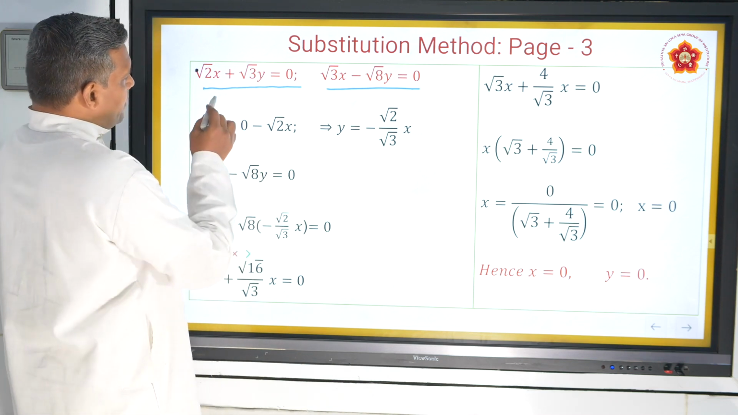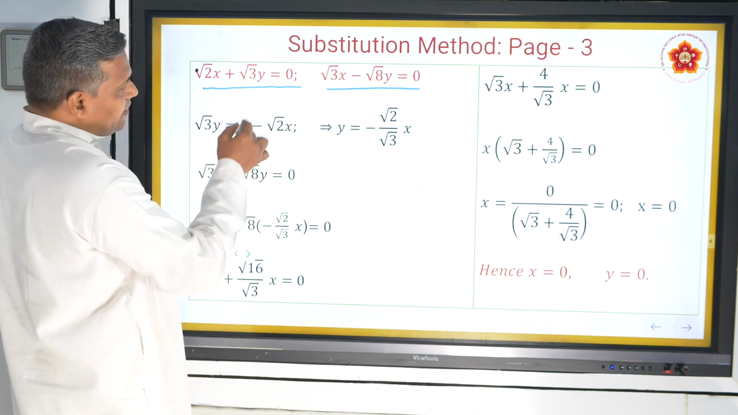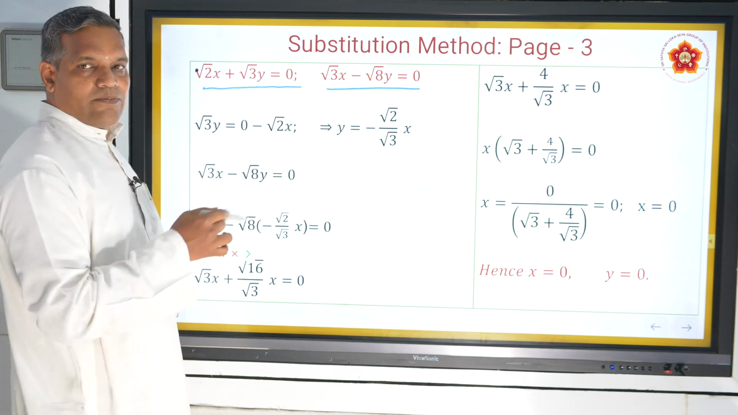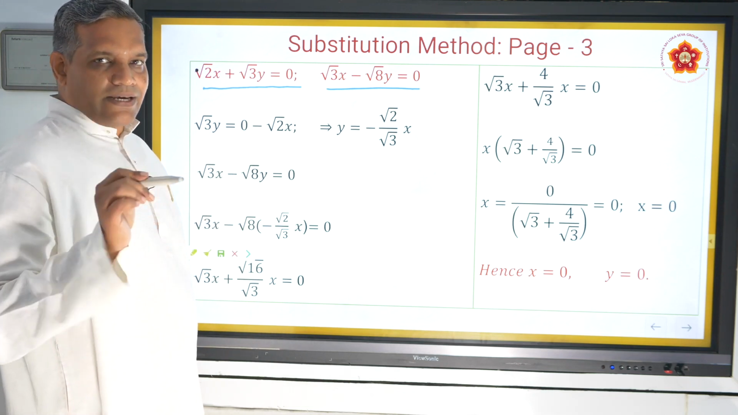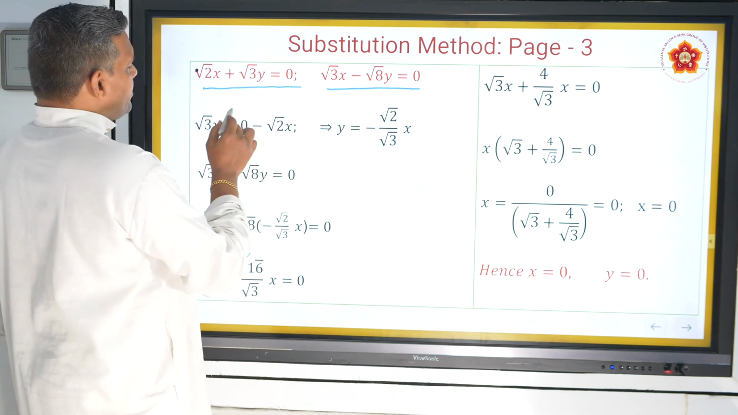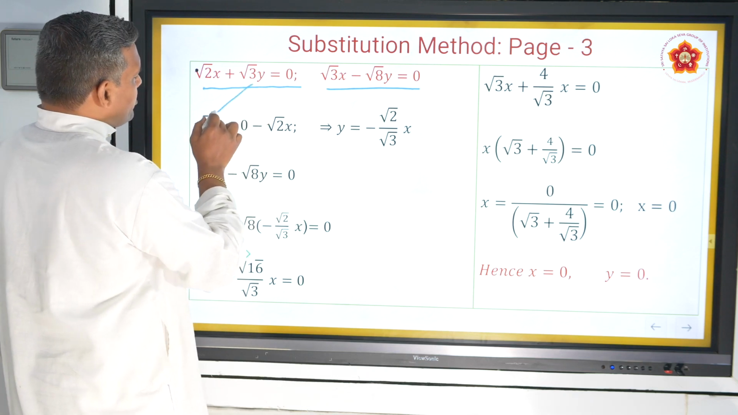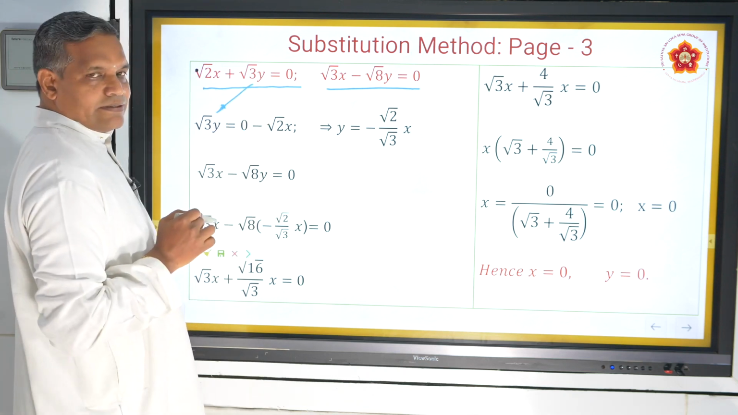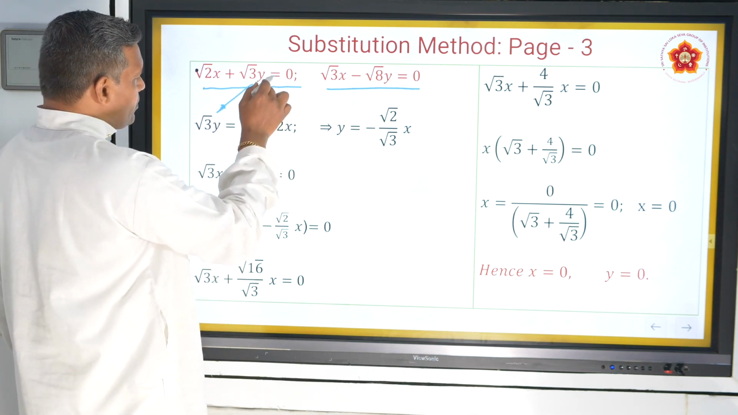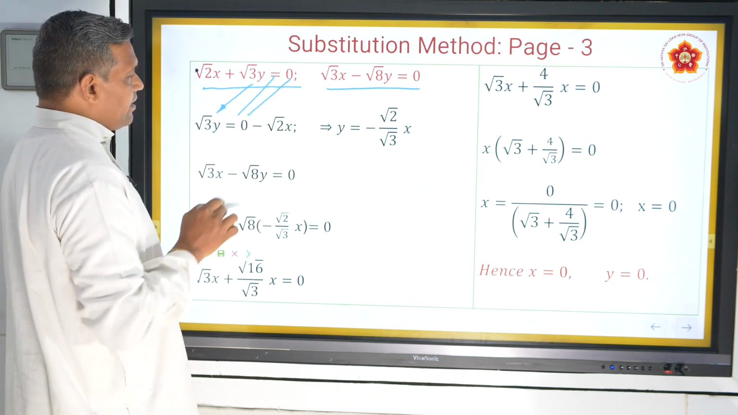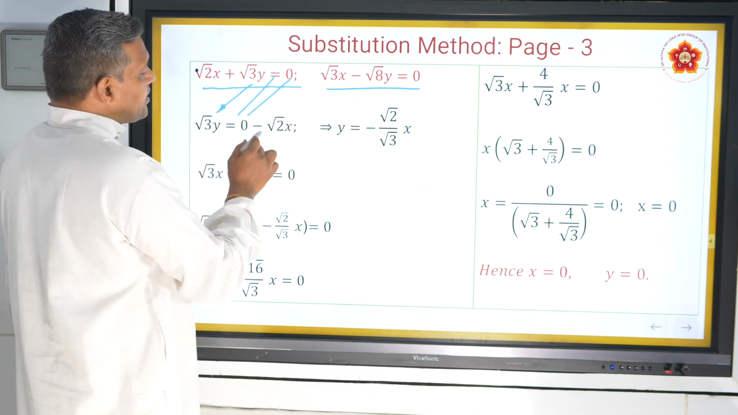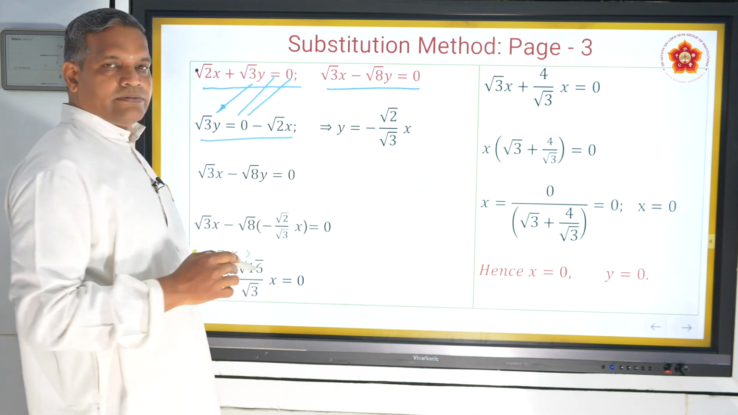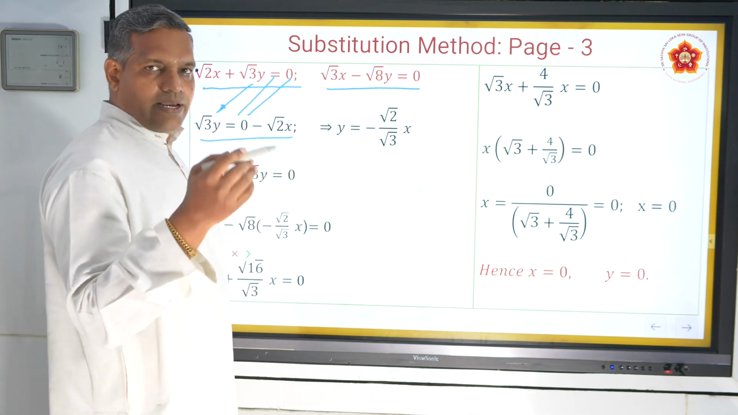Come back. Here, tell me the transition between here and here from the last example. Yes, correct. What did I do here? Root 3y I kept as such, is equal to 0, everything I kept as such. Root 2x I transposed to the other side, minus root 2x. Nothing changed, simple it is, like the last sum.